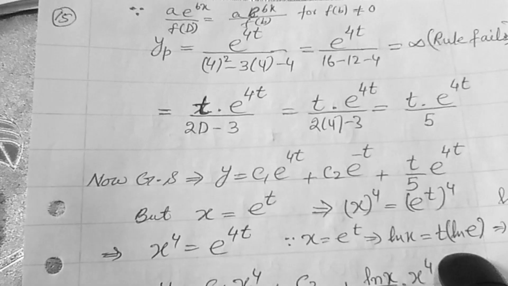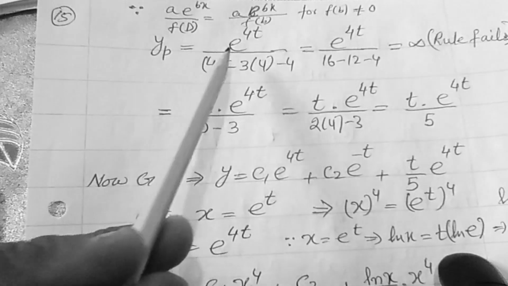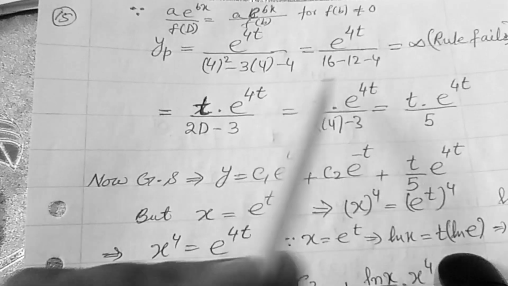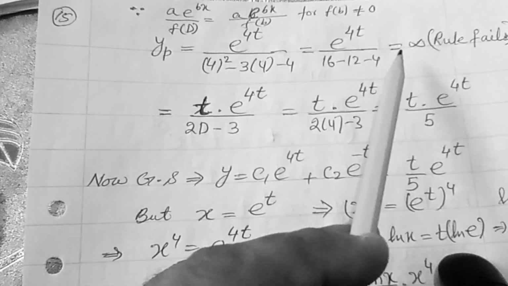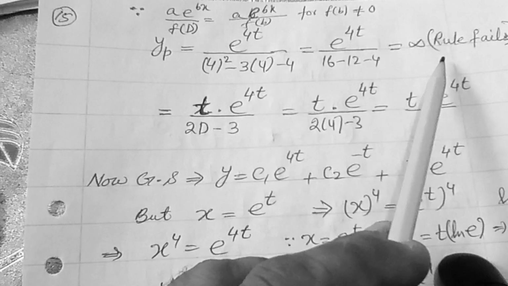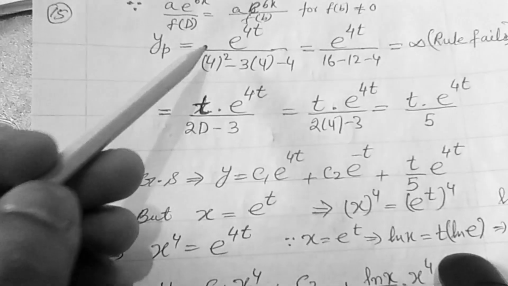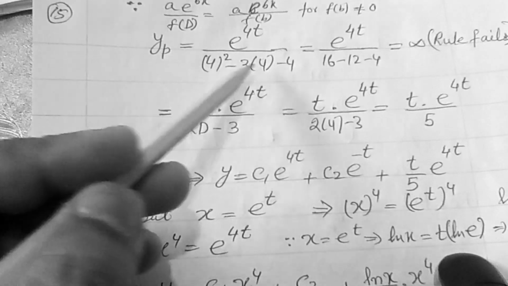So after the application, we can see that yp is equal to exponential 4t over 4 squared minus 3 into 4 minus 4, that is 16 minus 16. It means that this is equal to 0, the rule has failed. So in that case, what happens? In that case, we will multiply the entire term by t and differentiate the denominator.